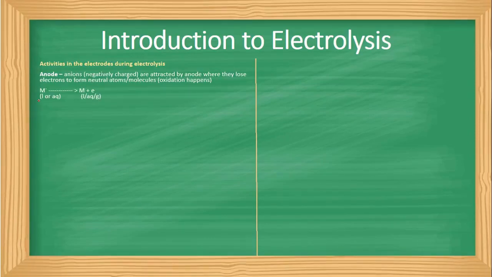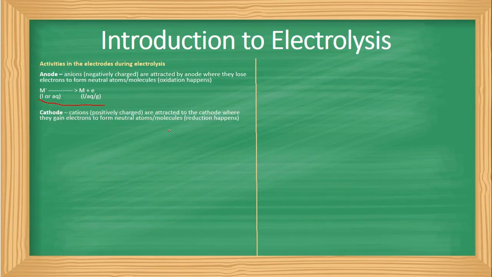So in terms of the half reaction equation, you remember that it has a negative charge because it is an anion, and here it is losing electrons. Remember, we said you cannot put minus electron on this side, so you move the plus e to the other end. And here it becomes an atom, so it doesn't have the charge. It is no longer an ion, it is an atom. So that is what happens at the anode.